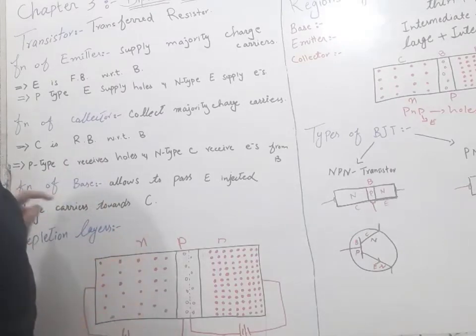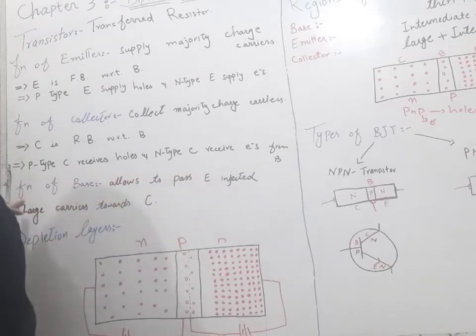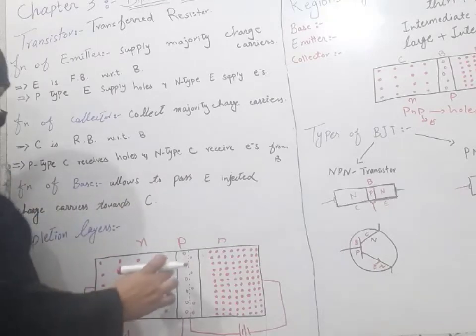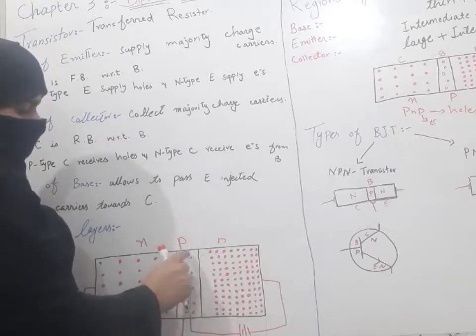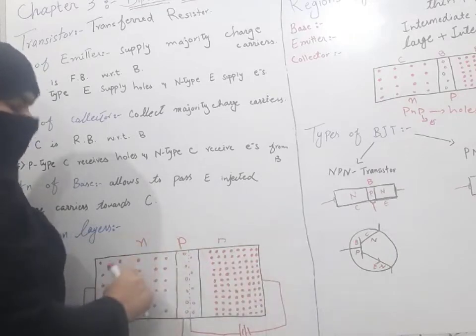Function of base. It allows the emitter-injected charge carriers to pass toward the collector. These are the charge carriers, so its function is to allow them to pass from the emitter towards the collector.